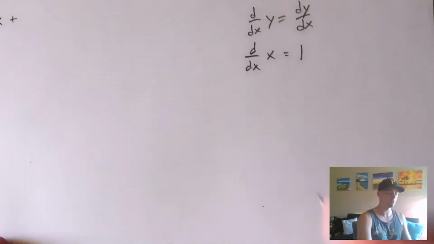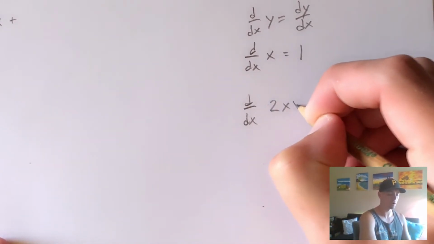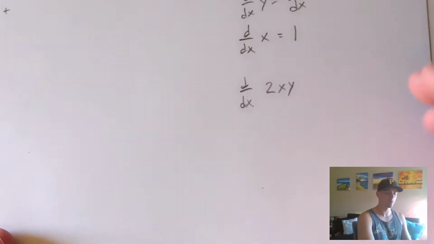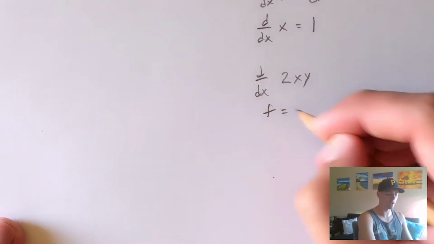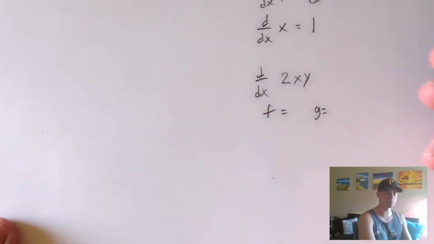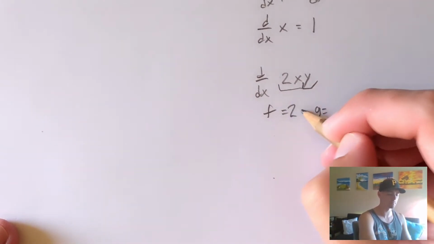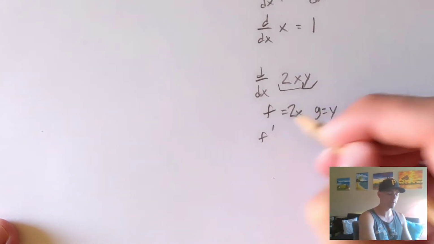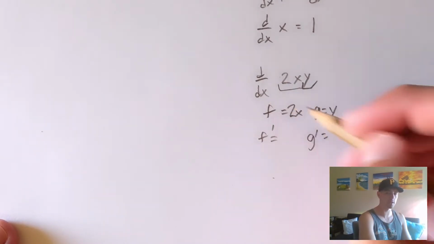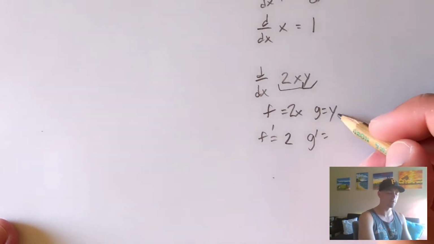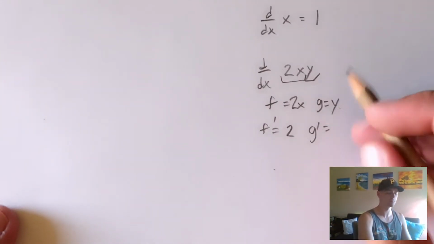So to find the derivative of 2xy with respect to x, we're going to have to use the product rule. So the product rule says we're going to pick an f and a g. It doesn't really matter what you pick to be what. Let's just go ahead and say 2x is going to be one function and then y is going to be the other function. Then you need to find the derivative of each of these things. So the derivative of 2x with respect to x is just going to be 2. And then the derivative of y with respect to x, like we said up here, is dy dx.